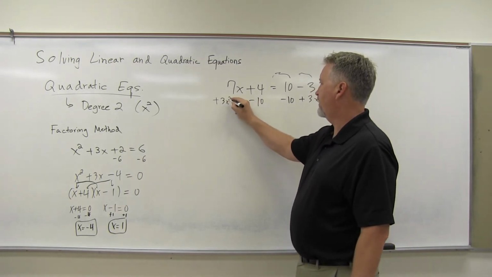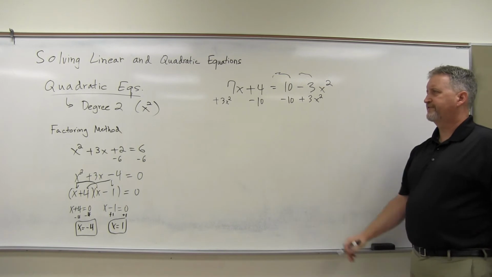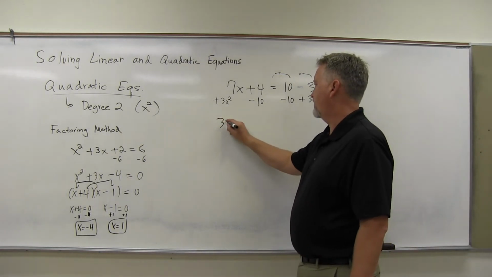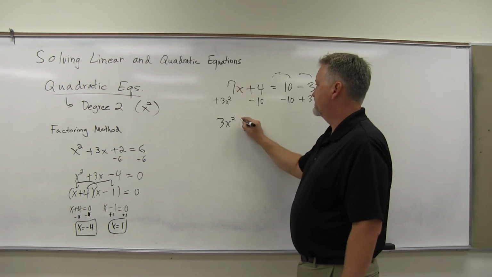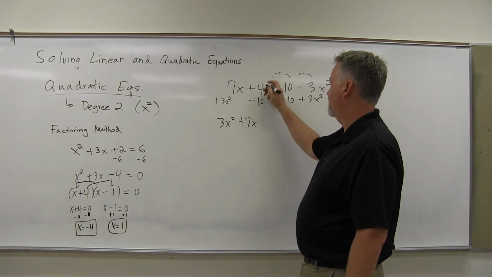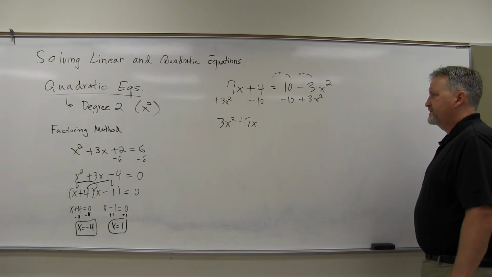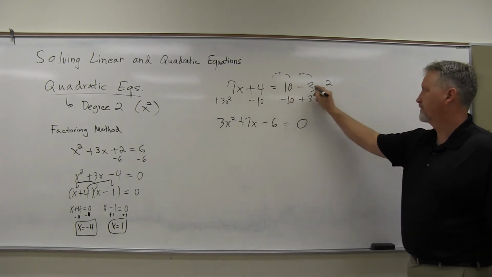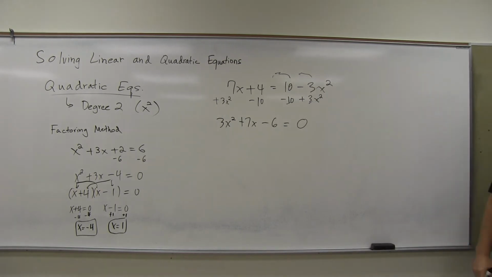And of course that's not going to match up with the 7x, and I would write it first. You want the x squared term first. It would be 3x squared, and that's a positive 7x, so plus 7x, and then 4 minus 10 is a negative 6. And so doing all that makes the right-hand side be 0. Okay.